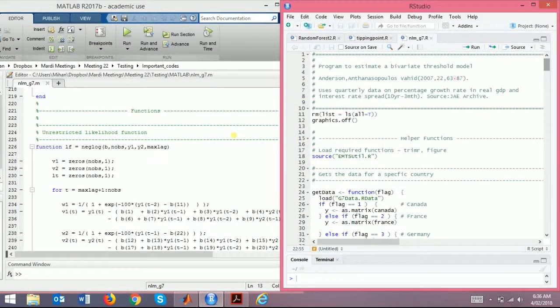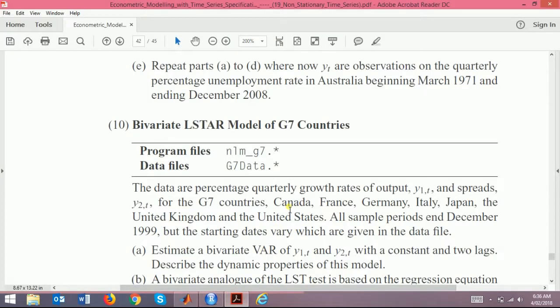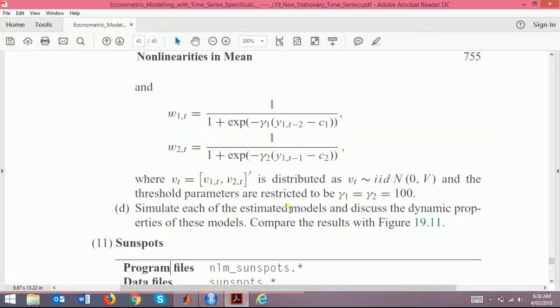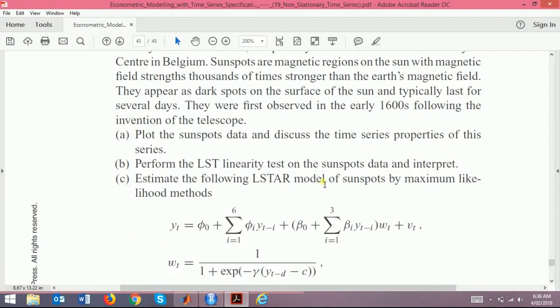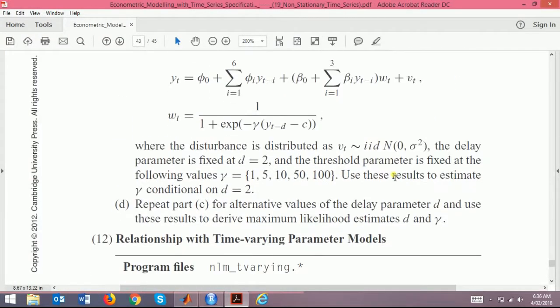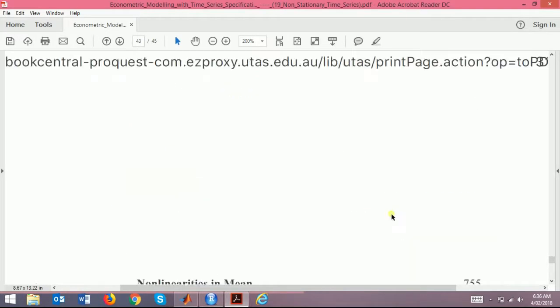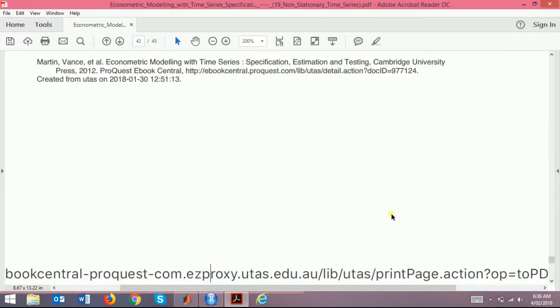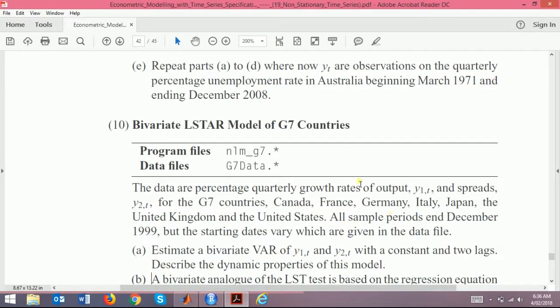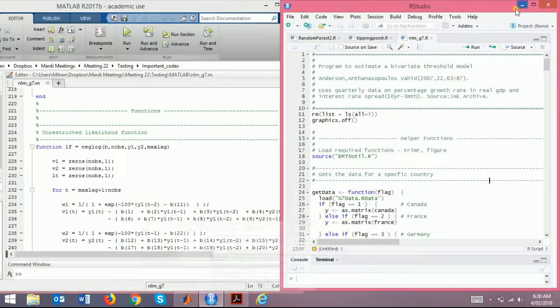There is another problem, sunspot, but today we're not gonna discuss sunspots. Let's see though what sunspot talks about. It's like an L-star model to find delay parameters. We can have a look. I think this one and the NLM one are the same thing.